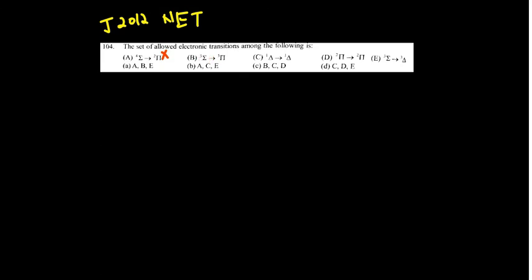If you go for B, if you go for delta lambda, that will give you 1 minus 0. How 1 minus 0? The lambda value for pi is 1, the lambda value for sigma is 0, and that will give you 1.